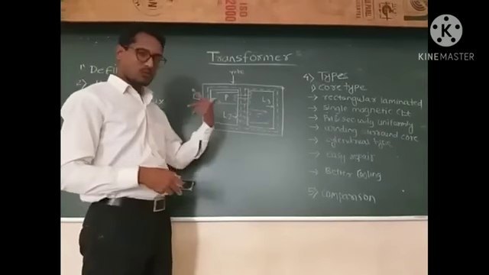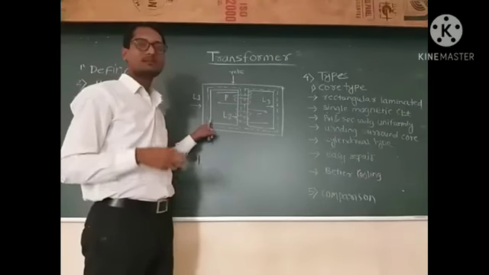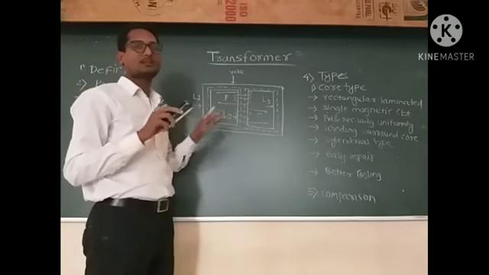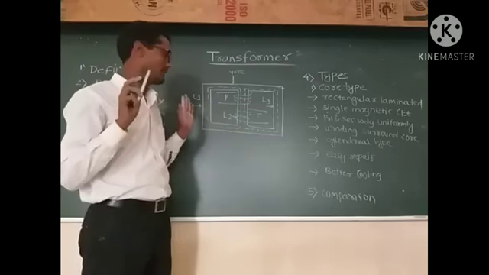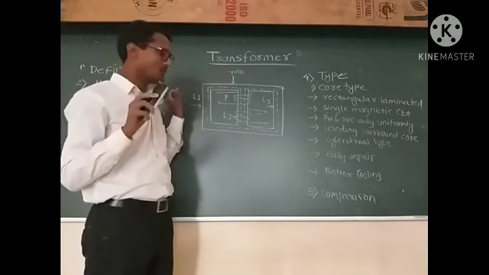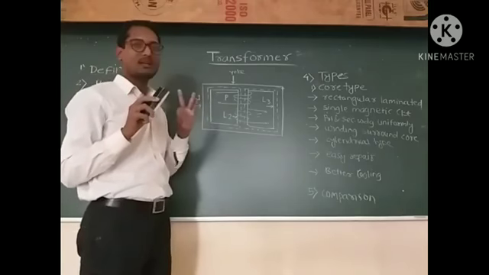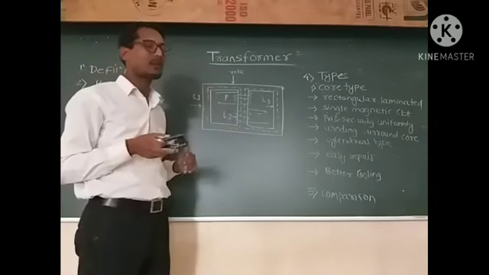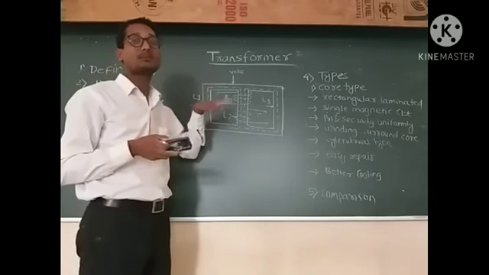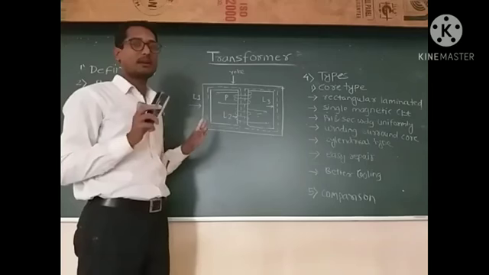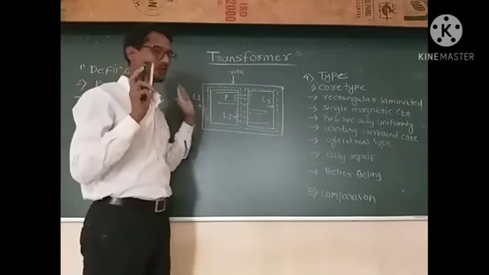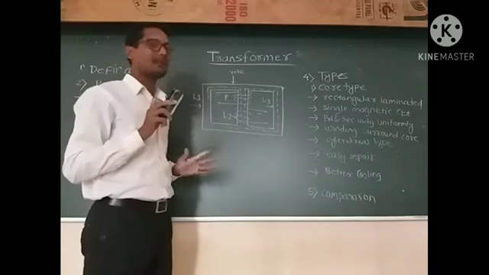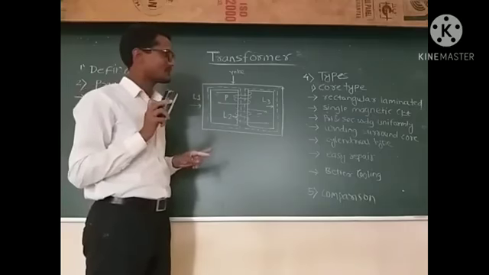In core type of transformer, natural cooling is very effective, but in shell type of transformer, natural cooling is not as effective. In core type of transformer, repairing is very easy. We have to remove only one yoke, but in shell type of transformer, we have to remove a large number of laminations, so the repairing is not easy. This is the comparison between shell type and core type of transformer.